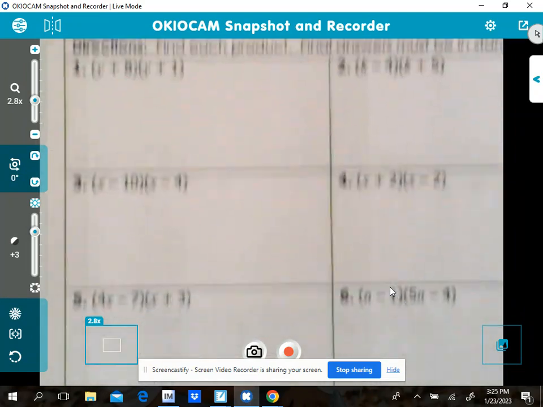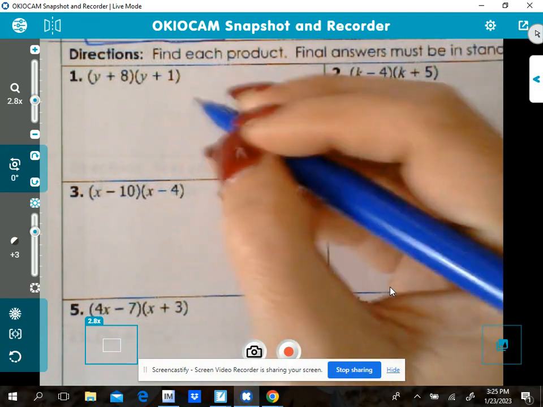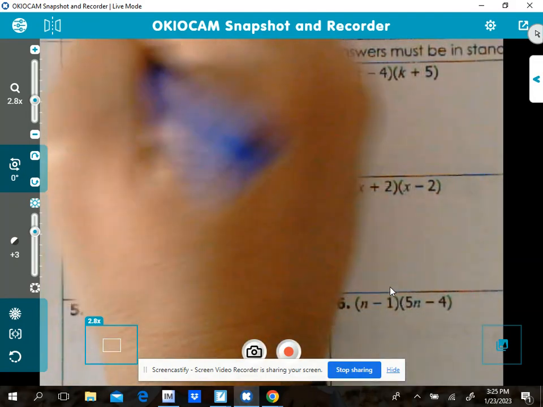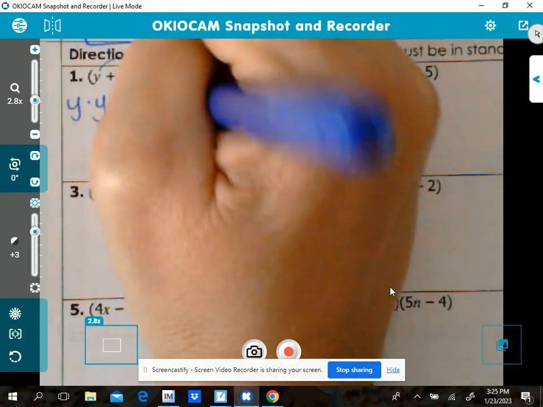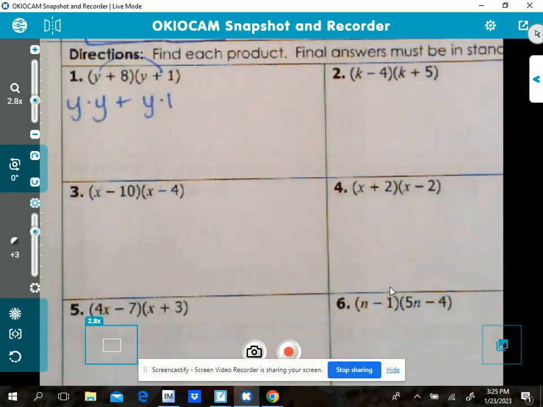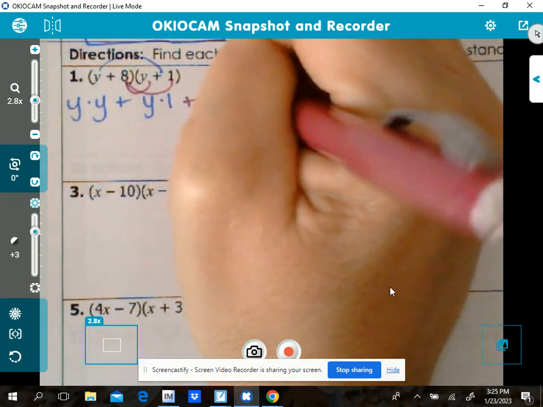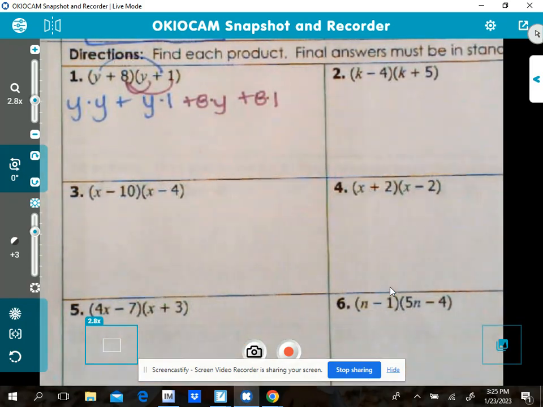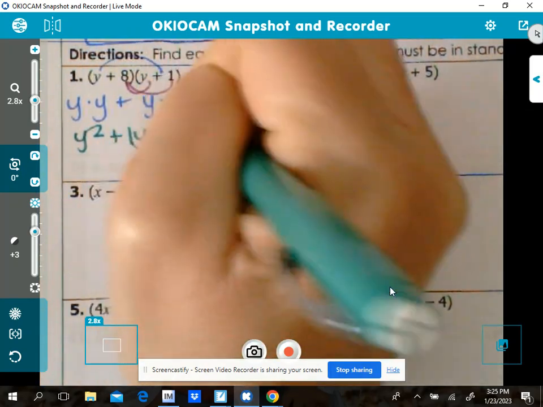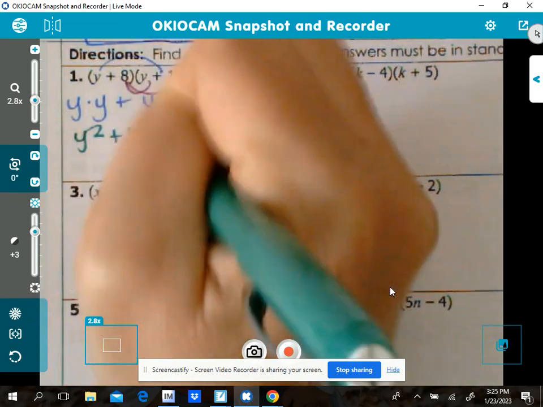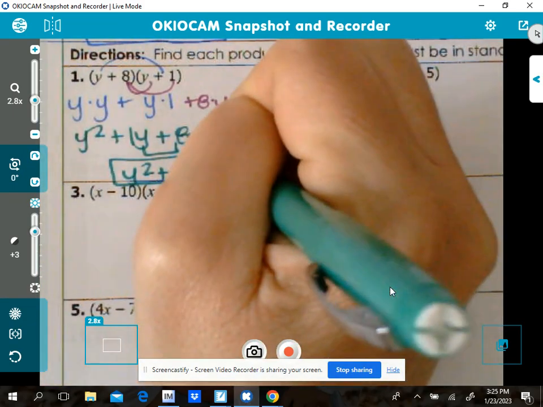So let's do the first couple of odd problems. So we're going to look at 1, 3, 5, and 7, okay? So distribute, I'm going to do y times y plus y times 1, and then I'm going to do plus 8 times y plus 8 times 1. Okay, and we're going to simplify that out. So that's y squared plus 1y plus 8y plus 8. And when we combine, we get y squared plus 9y plus 8. Okay.